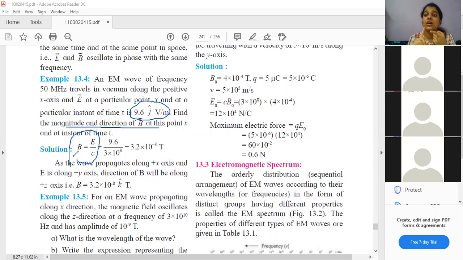The ratio of the amplitude of the electric field to the magnetic field is equal to C. So using this relation, I'll obtain the magnitude for B. And as you all can see here, it is written that the wave propagates along the x-axis and E is along the y-axis, so the direction of B will be along the z-axis.